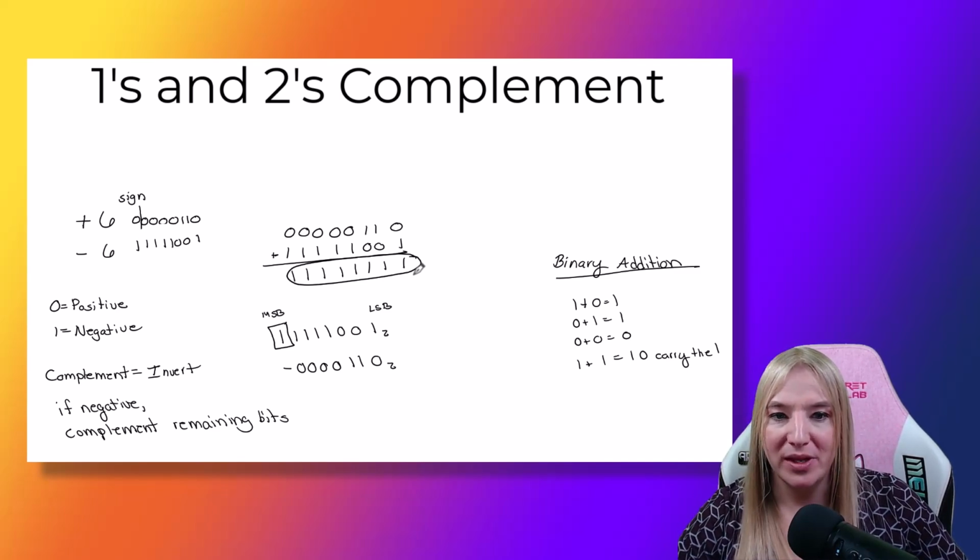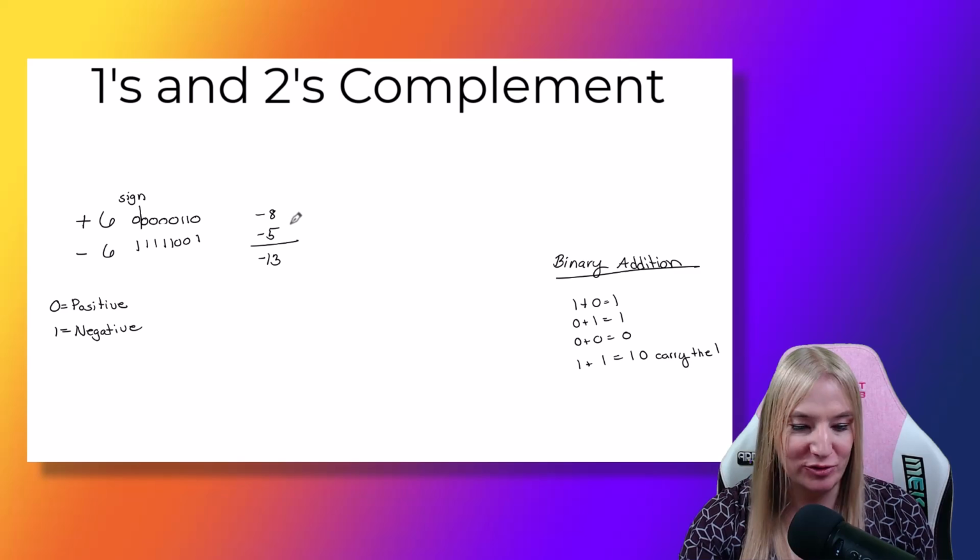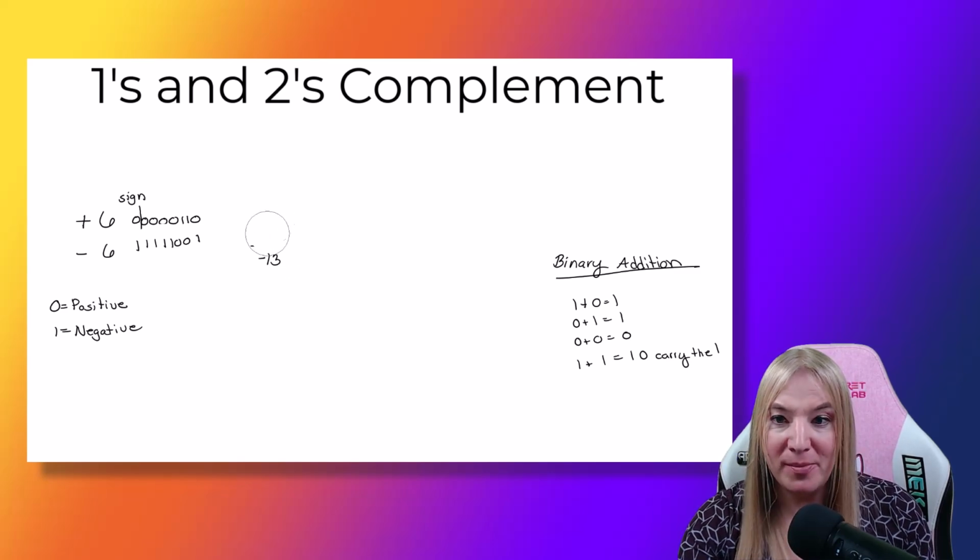So if we were to add, let me try to find a good number here, let's go with -8 and -5. So let's say we want to add the values -8 and -5. Now we know, if we do some basic arithmetic, that should be -13, right? That's what we should get to. So this is what we're going to try to get to. So what I'm going to do here is make both of those numbers first. So this would be good practice.